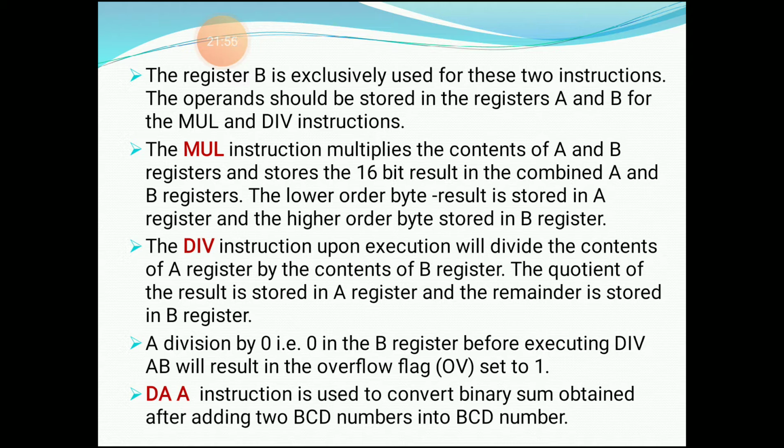The lower order byte of the result is stored in the accumulator and the higher order byte is stored in the B register after the multiplication operation. Similarly, the DIV instruction upon execution will divide the contents of the accumulator A by the contents of the B register. The quotient of the result is stored in the A register and the remainder is stored in the B register directly. If there is a division by 0 error, that is 0 in the B register before DIV is executed, the overflow flag is set to 1.